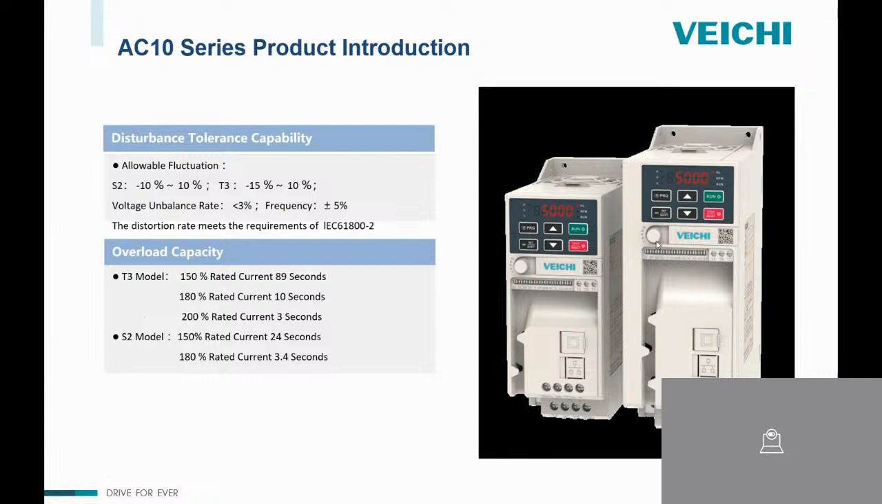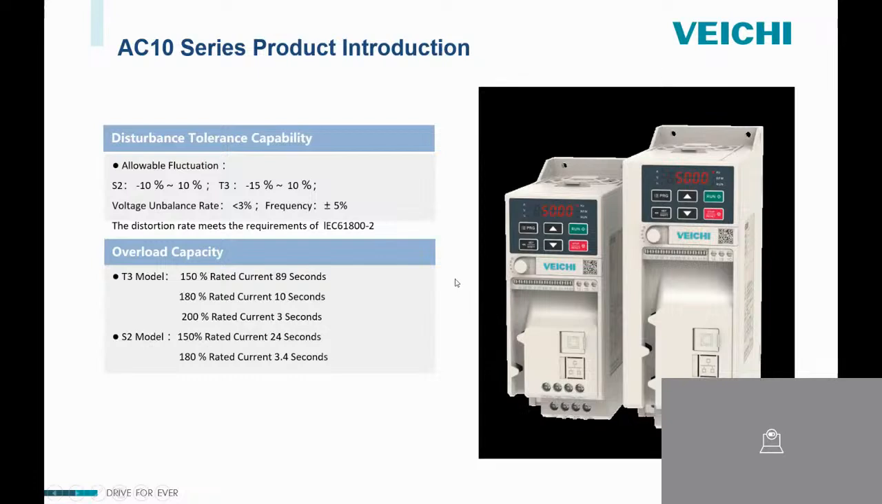And now let me introduce our AC10 series disturbance tolerance capability. For our AC10 series single phase, allowable fluctuation is minus 10% to 10%, and for our T3 series minus 50% to 10%, and voltage unbalanced rate less than 3%, and frequency plus minus 5%, which meets the requirement of IEC 61800.